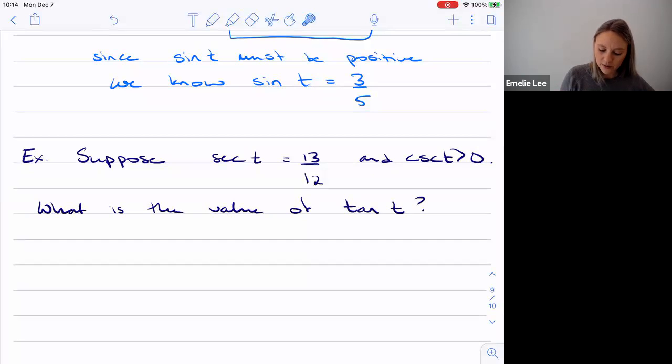So what I'm going to do is, I have secant and I want tangent. So I'm going to look for some identity that ideally only uses these two values, secant and tan in some sort of combination. If not, I might have to use multiple identities to get to my final result. And the cosecant of t being greater than 0, so being positive, is just meant to help me find out which quadrant I'm in.